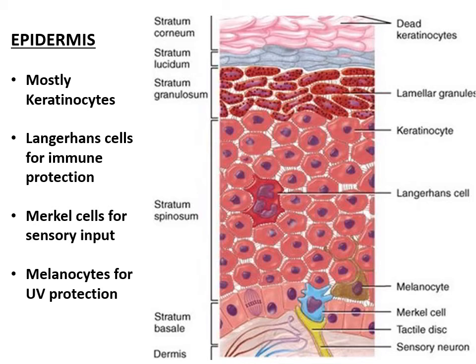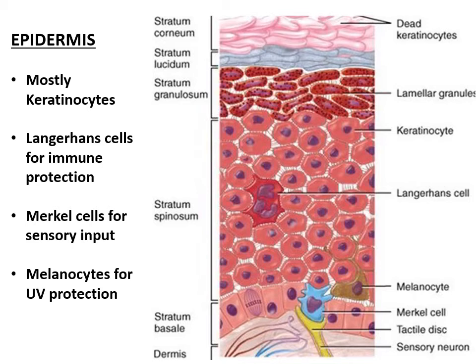Okay, so you can see the different layers on the left there: the stratum corneum, lucidum, granulosum, spinosum. That's a bit more of anatomy. We're going to talk about more conditions in this module.